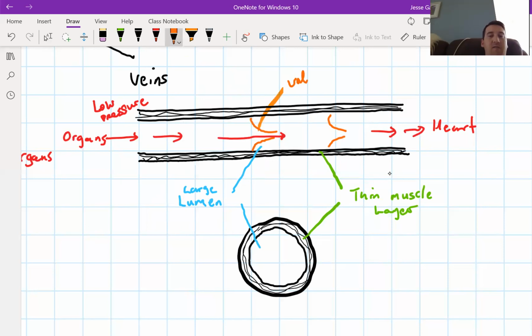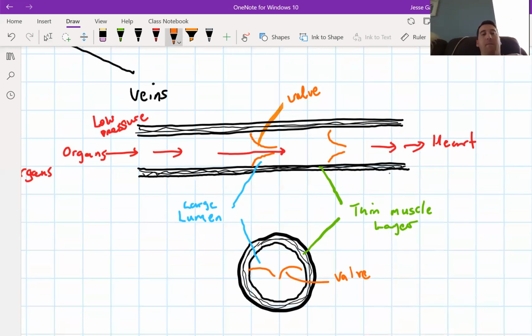So this is a valve. Of course, we could also see it in this view here. Like little flaps of tissue that let blood only pass through in one way. They don't let it go backwards. So their job is to prevent what we would call the backflow of blood. They stop blood from flowing backwards.